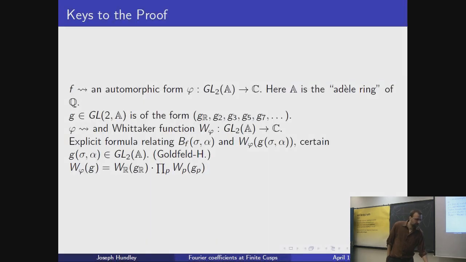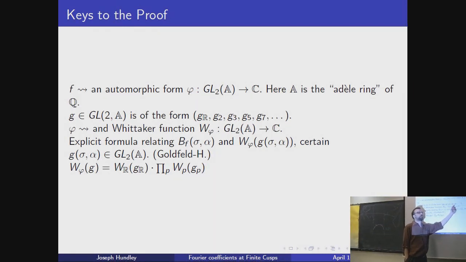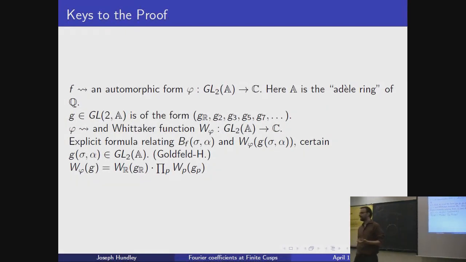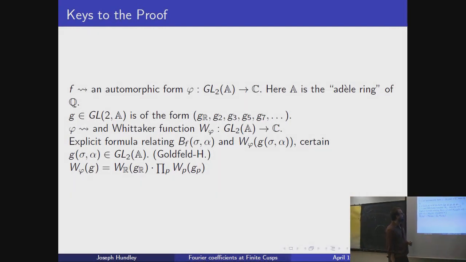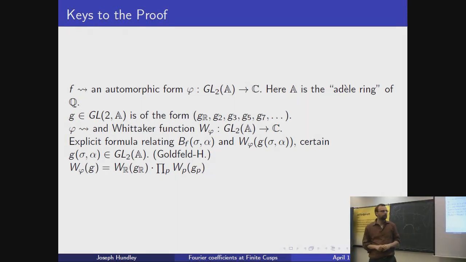So a few of the keys to the proof. We take our modular form on the upper half plane. We think of it as a modular form on GL2 of the adele ring. Now the adele ring is a product that looks like this. Let me tell you what GL2 of the adeles is. There are a certain number of components, one for each prime, and then one more. This is often called G infinity in the literature, but it's not the infinity that we had earlier. So I decided to call it something else today, G sub R. And you can take any automorphic form for a congruence subgroup on the upper half plane and sort of put it in the language of this group.